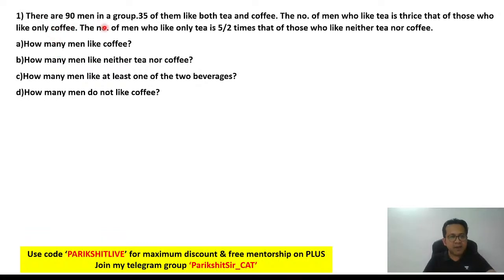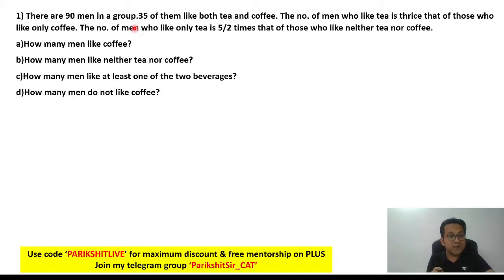There are 90 men in a group. 35 of them like both tea and coffee. The number of men who like tea is thrice that of those who like only coffee. The moment you read this, you should be able to identify it's a Venn diagram question.